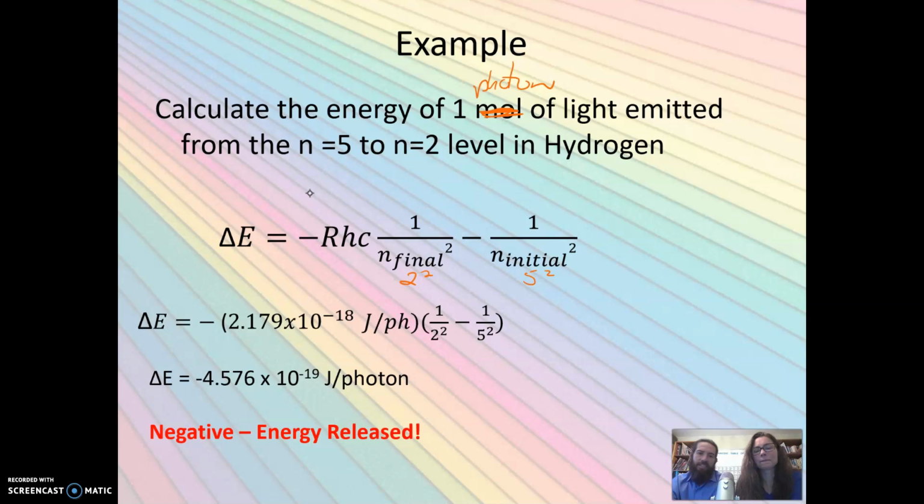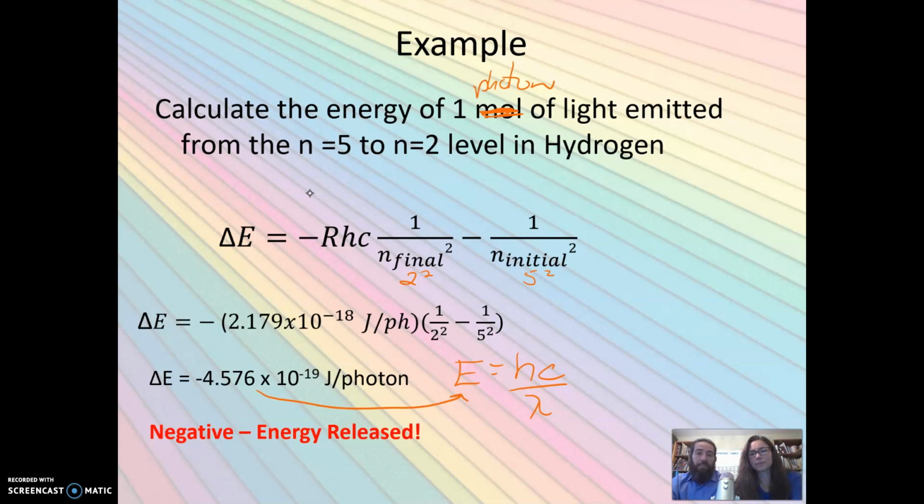And what I do is I do my squareds first, so 2 squared is 4, and then I'll go 1 divided by 4 and just make that a number. And then I'll do my subtraction first and then multiply by that constant. The result here is 4.576 times 10 to the negative 19th. We get a negative value. And again, just like in thermodynamics, that sign is just telling us the direction of the energy. So that's the energy emitted or given off.